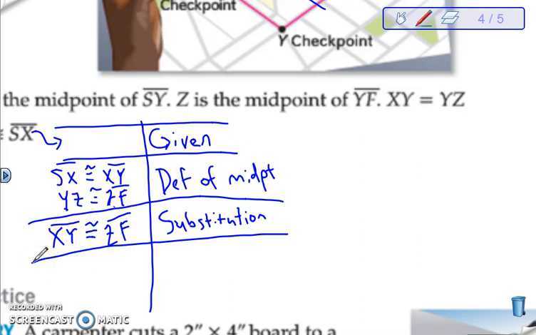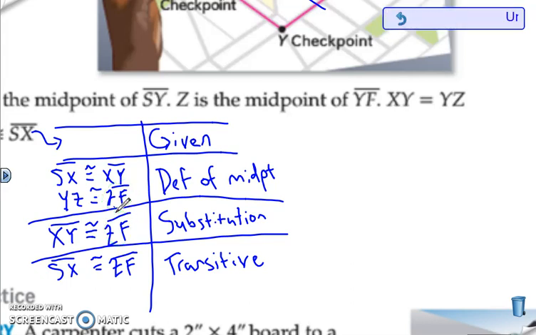Now we know that SX is congruent to ZF based on transitive property. Again, transitive property was where when you have two things equal to the same thing, they're equal to each other. And since both were equal to XY, they have to be equal to each other.